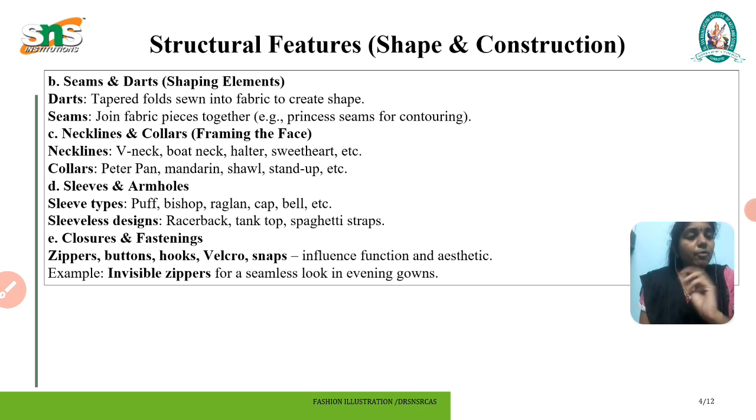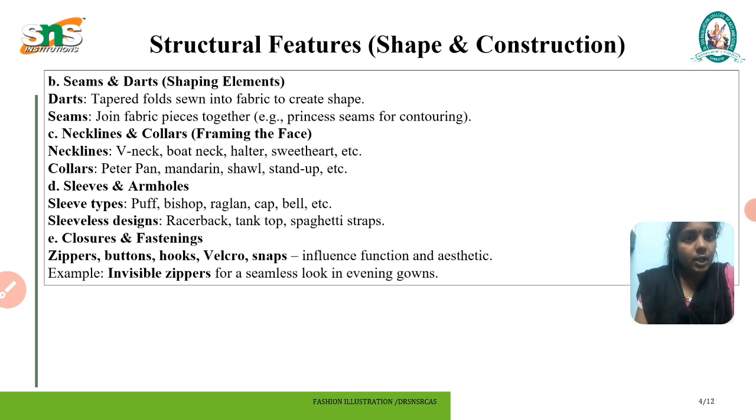Next one under structural features, shape and construction, is seams and darts. A seam is of different types; joining two portions of a fabric is called a seam. A dart is mainly for shaping, mainly used in the waist part and in the chest or bust portions to give a shape or to make a fitting. It is mainly used for fittings. Darts are tapered folds sewn into the fabric to create shapes. Seams join the fabric pieces together, such as princess seams for contouring.